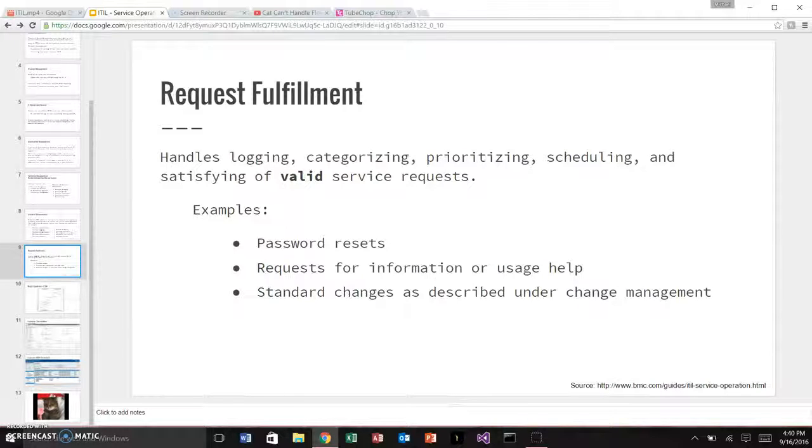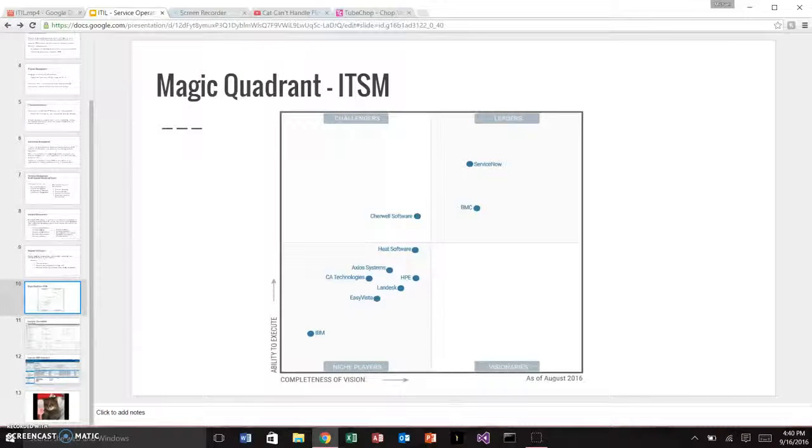Now I want to talk about this magic quadrant of ITSM. You can see on here that ServiceNow and BMC are in the leaders. These are two competitors for basically IT service management software. Obviously you don't want to do all these things that we've talked about today separately. It'd be way easier to have software that manages all of it.